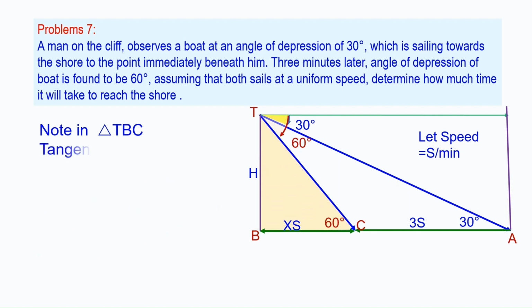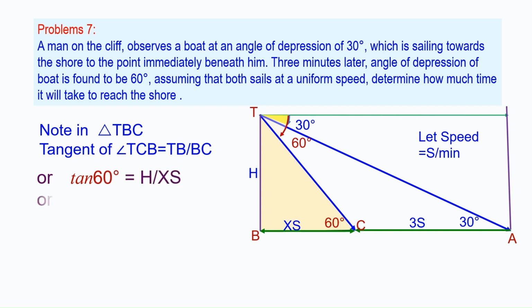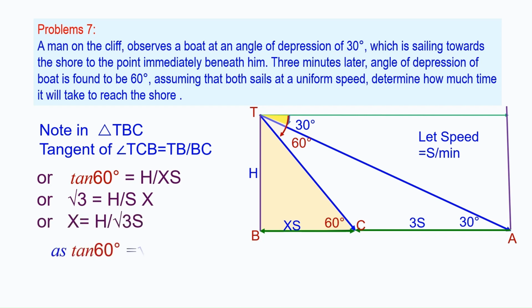Now in the triangle TBC, tangent of the angle TCB equals TB divided by BC. Or tangent of 60 degrees equals h divided by xs. Or x equals h divided by under root 3 times s, as tangent of 60 degrees equals under root 3.